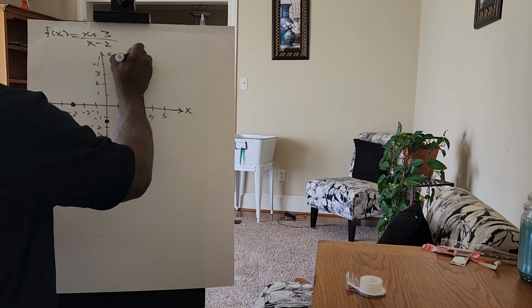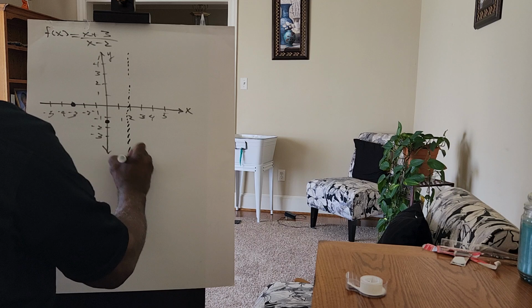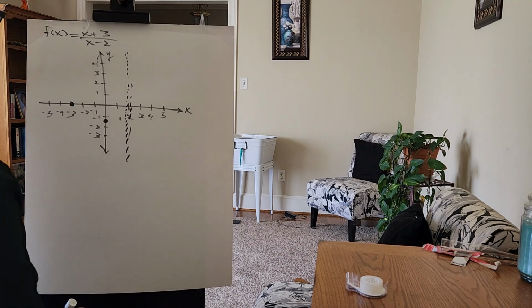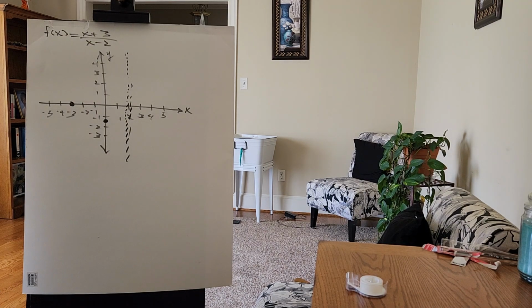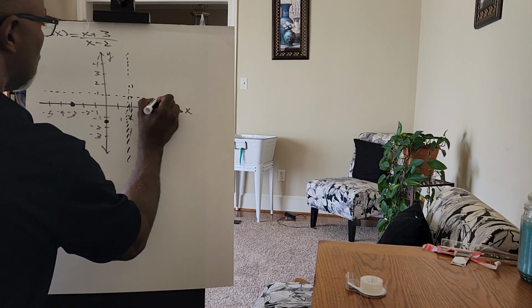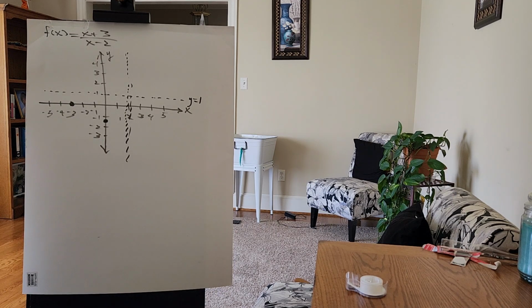So here's my vertical asymptote. There was a horizontal asymptote at y equals 0. So really, the horizontal asymptote is, no, the horizontal asymptote was y equals 1. So y equals 1 was my horizontal asymptote. Okay. So we got a little bit of the graph.